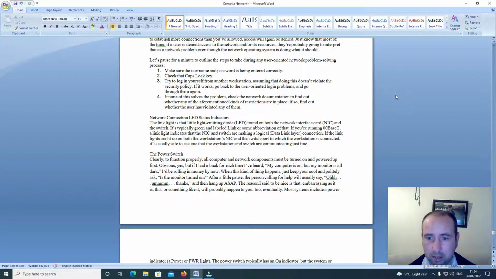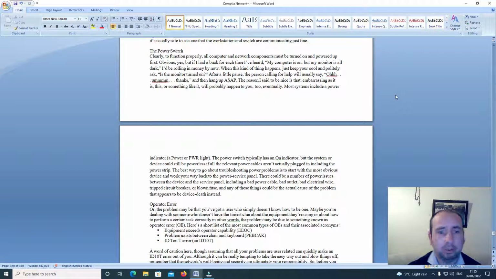If you're running 100 Base-T, a link light indicates that the NIC and the switch are making a logical data link layer connection. If the link lights are lit up on both the workstation's NIC and the switch port to which the workstation is connected, it's usually safe to assume that the workstation and switch are communicating just fine.